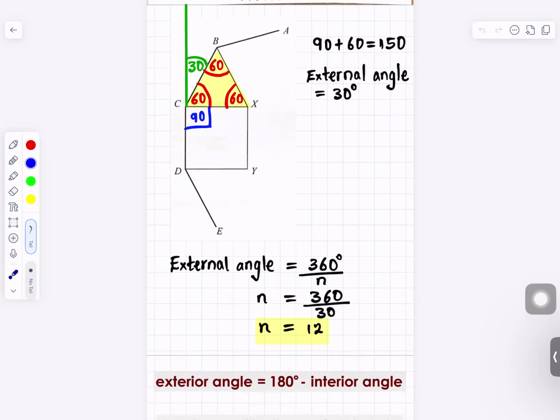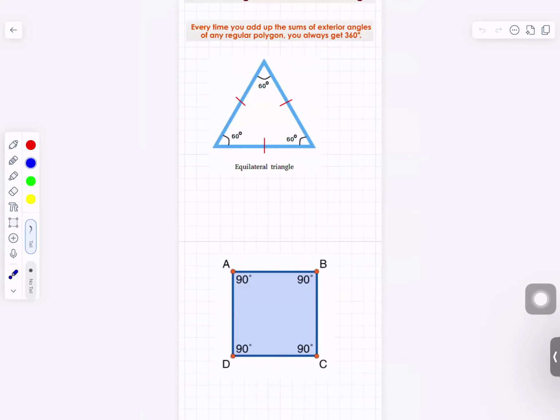And the exterior angle is also 360 degrees divided by n. So you can swap these two around, so n is 360 divided by 30. So it's a shape with 12 sides. So remember, in an equilateral triangle all the angles are the same, 60, 60, 60, and all 3 sides are the same length. In a square, all the angles are 90 degrees.